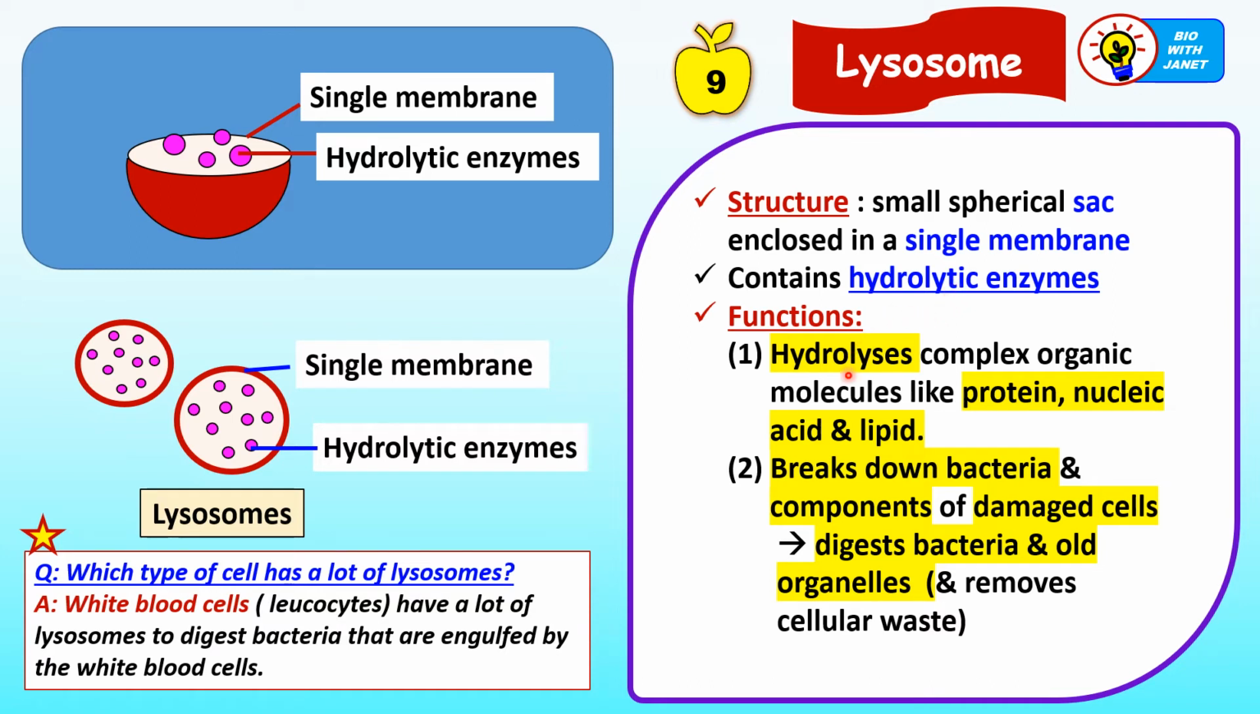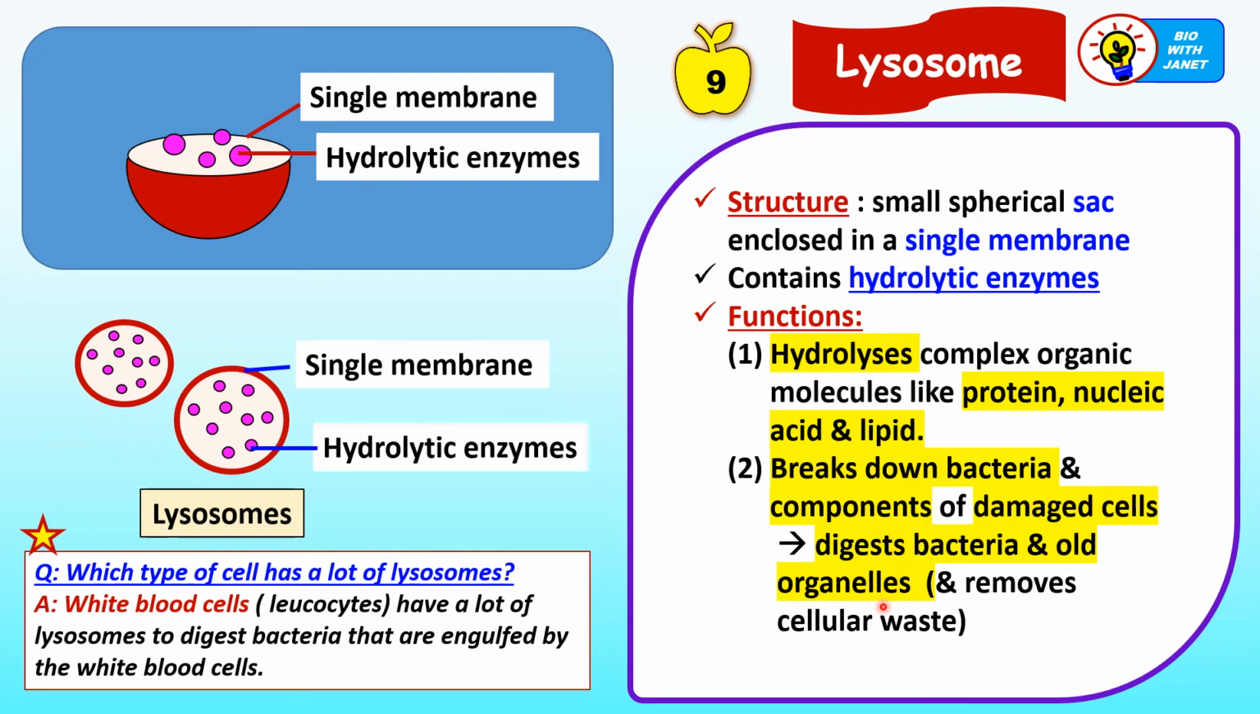Now the functions. It hydrolyzes or digests or breaks down complex organic molecules like proteins, nucleic acids, and lipids in the cell. And it can get involved in digestion of these organic substances. Secondly, it can break down bacteria. For example, white blood cells have a lot of lysosomes to break down the bacteria that it has engulfed. And lysosomes can also digest or break down components of damaged cells, such as damaged mitochondria or old mitochondria.